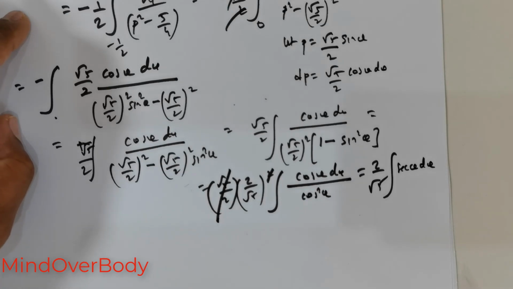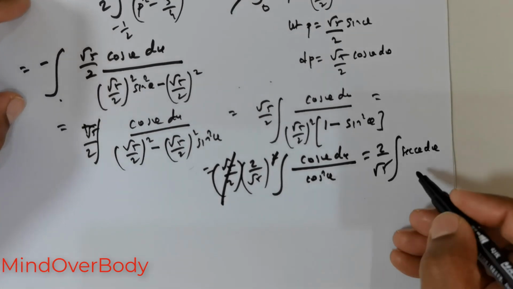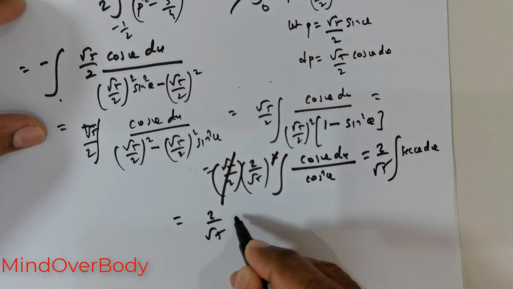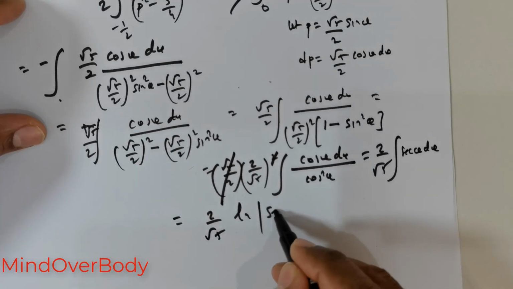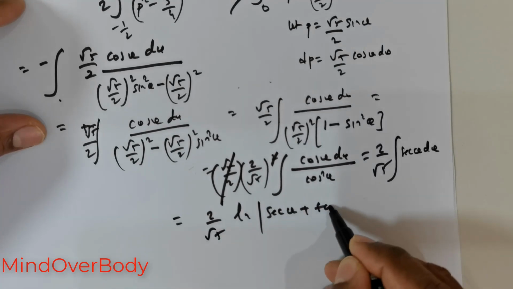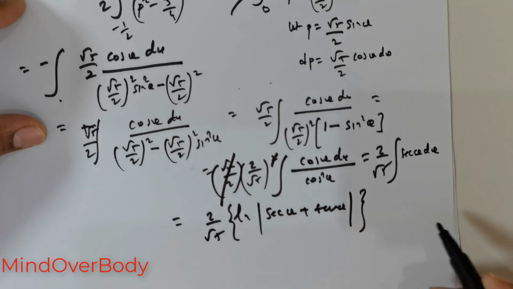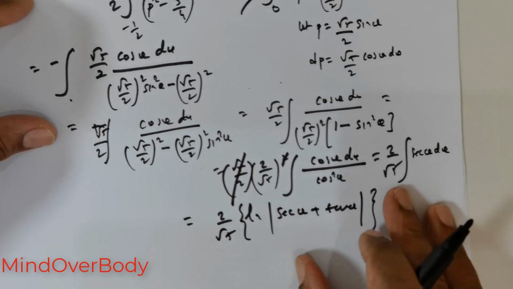So what we can do is we can actually apply the integration here. So this is 2 over root 5. When you integrate secant theta, you get ln secant theta plus tan theta. This is what you've got. Now I need to place the limits, right?